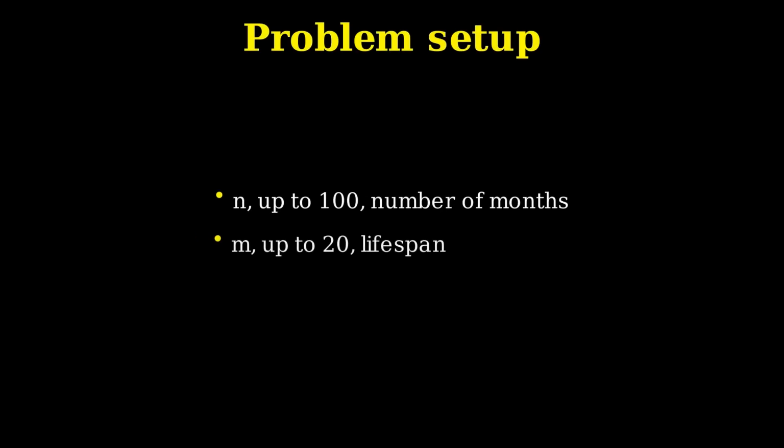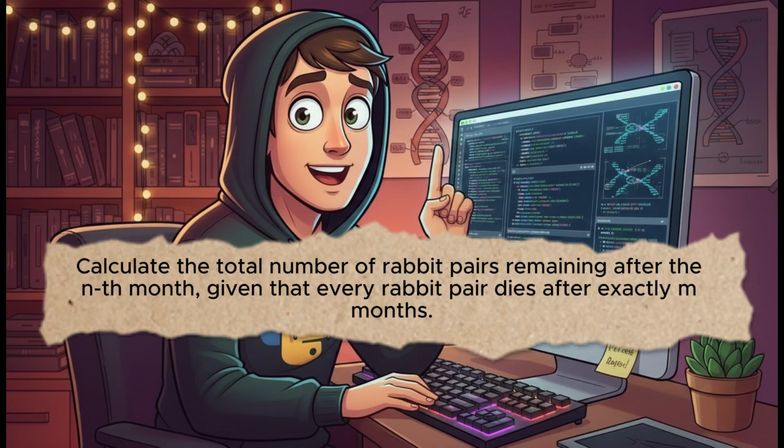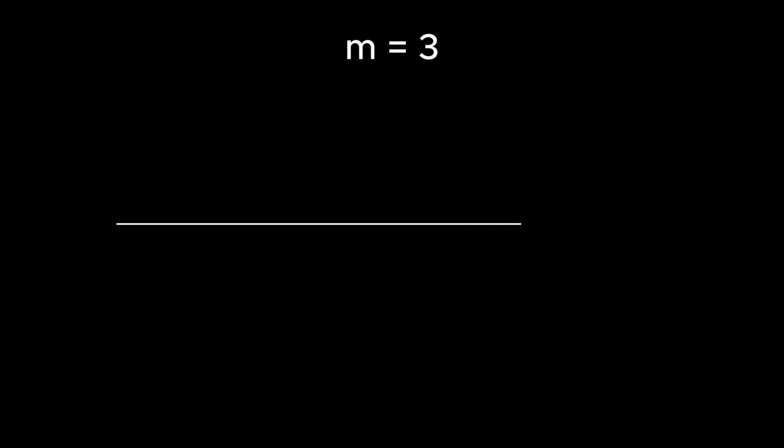Here's the setup. We're given two positive integers, n up to 100, which is the number of months we're simulating, and m up to 20, which is the lifespan of each rabbit pair in months. Our goal? Calculate the total number of rabbit pairs remaining after the nth month, given that every rabbit pair dies after exactly m months.